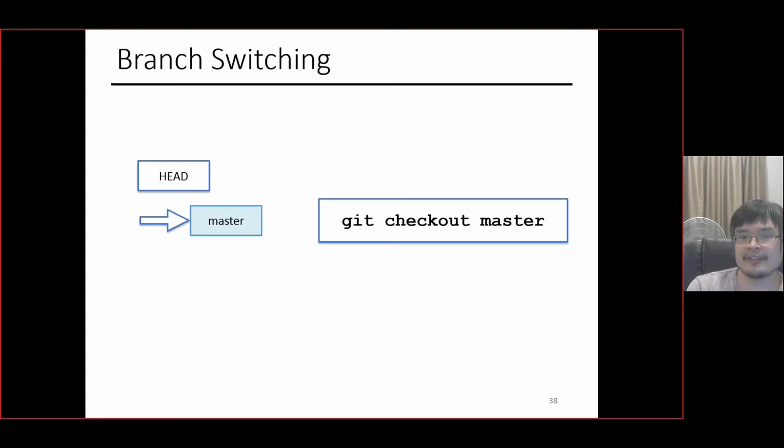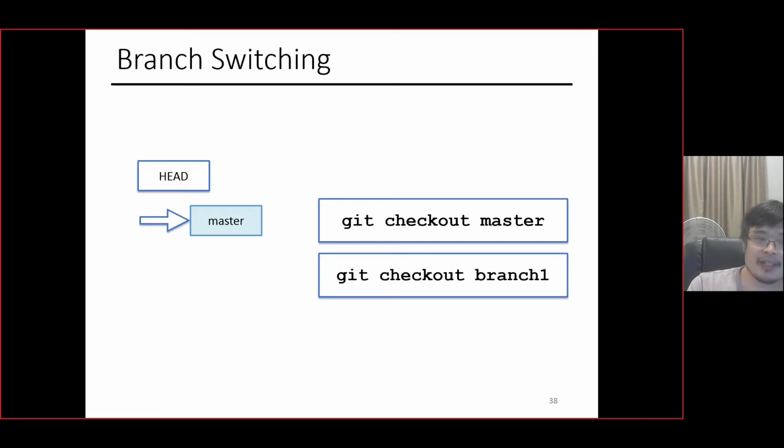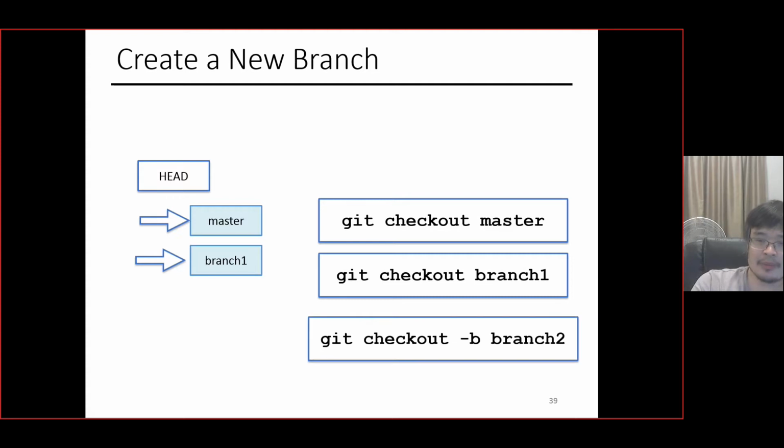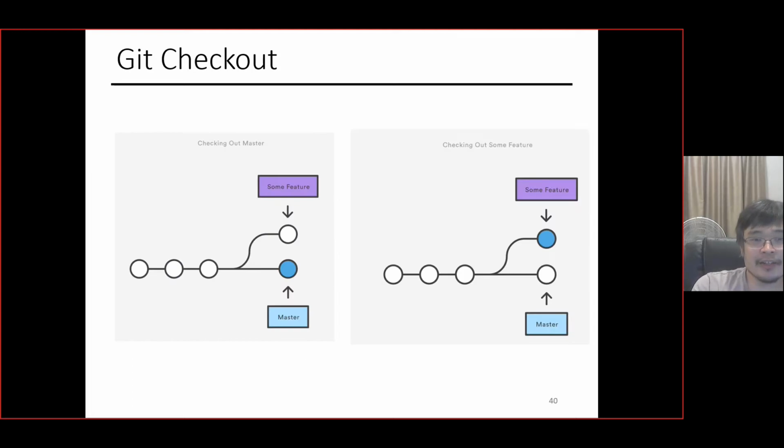You can do git checkout master. Git checkout master would basically check out the master branch. If you do git checkout branch 1, this is what's going to happen. The head would now be at branch number 1. So you switch out the master branch into branch number 1. And if you want to generate another branch, you can do git checkout -b branch 2. This is basically now going to create branch 2, right?